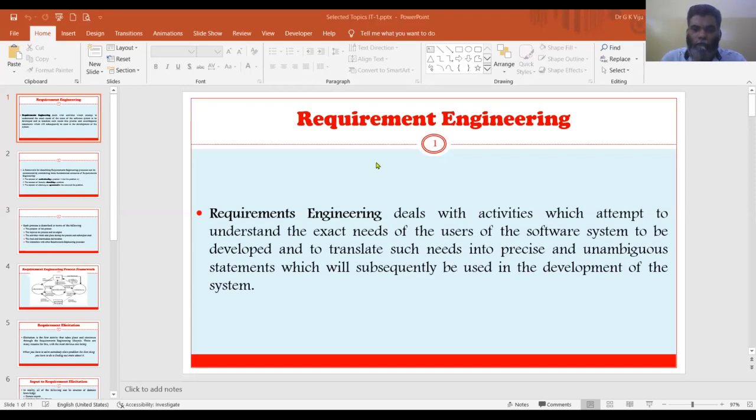So we are continuing with the first topic, that is requirement engineering. Before going to requirement engineering, let us talk about what is meant by information system, because requirement engineering is mainly useful for creating or developing information systems. So what is an information system?